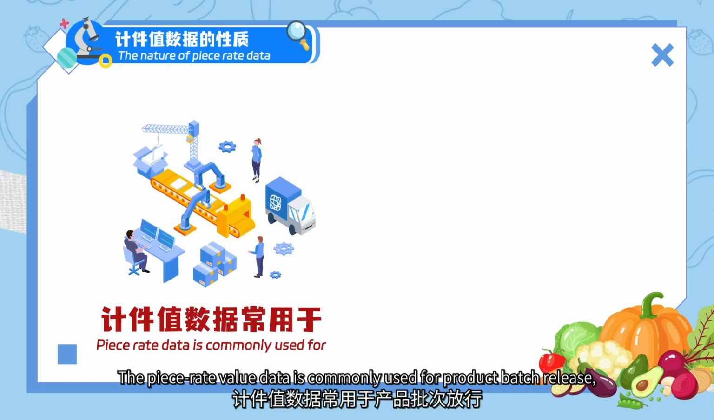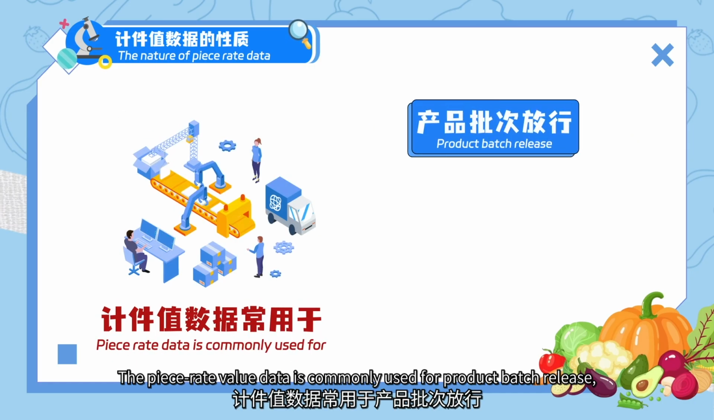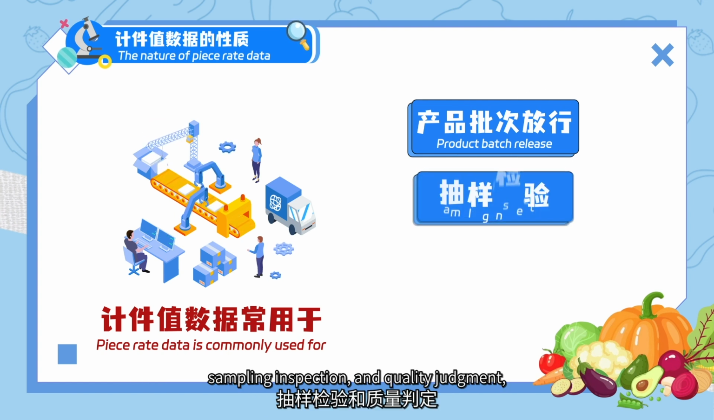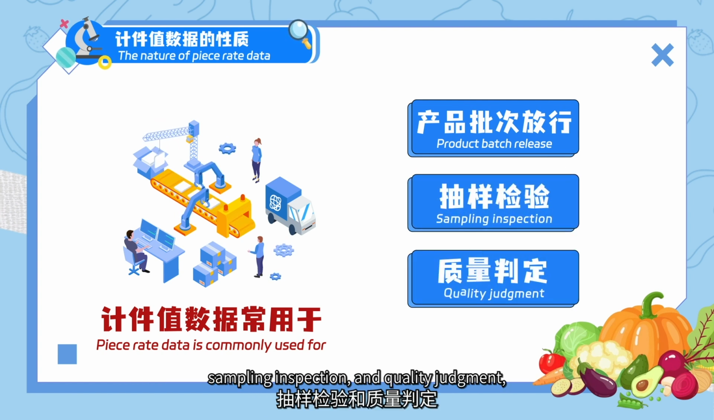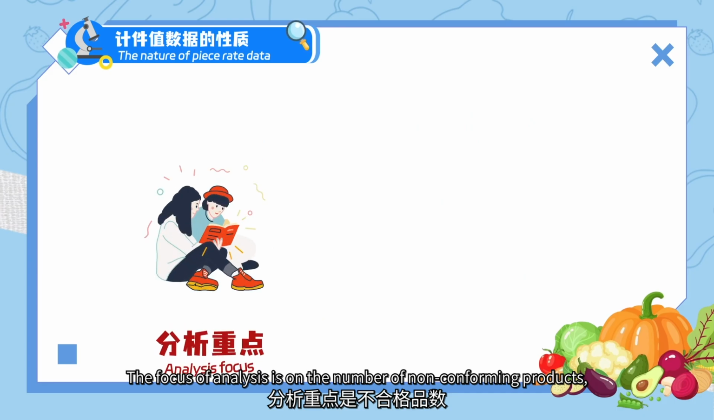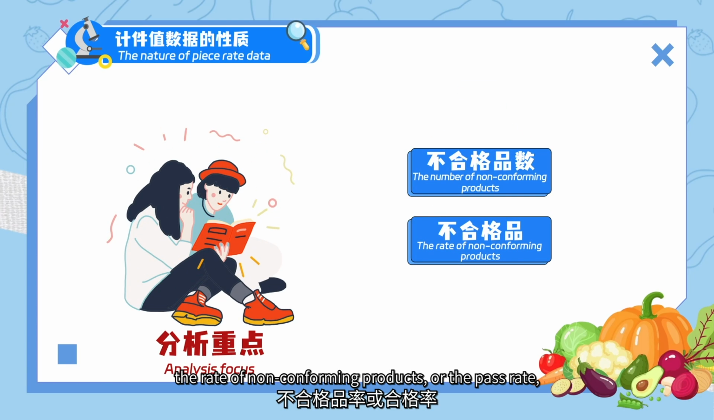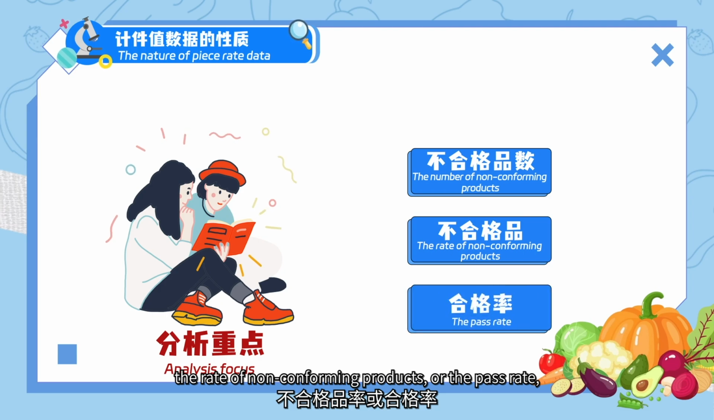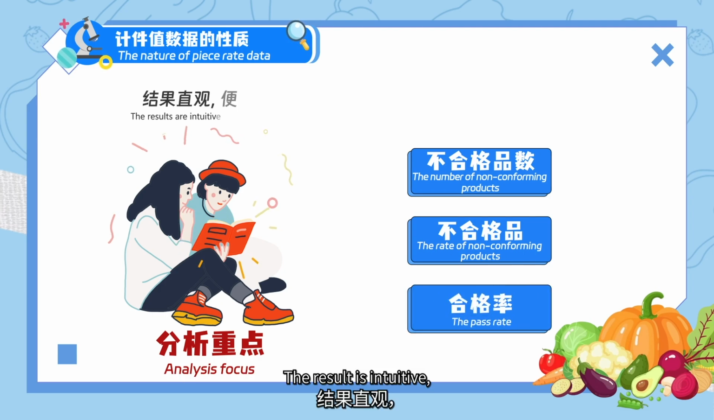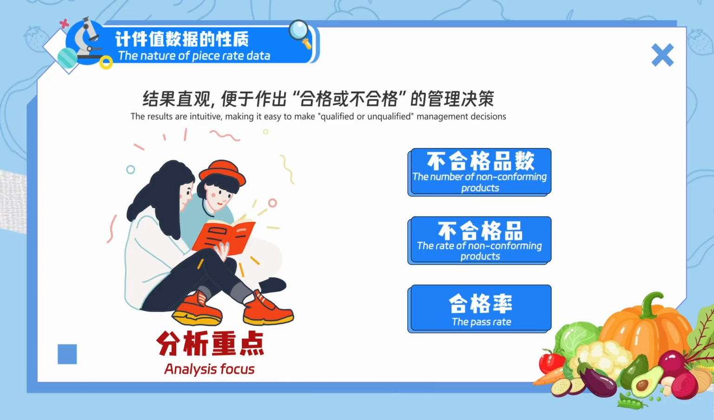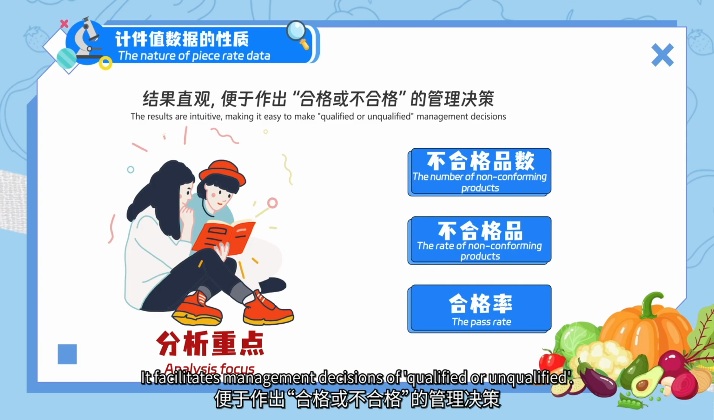The piece rate value data is commonly used for product batch release, sampling inspection, and quality judgment. The focus of analysis is on the number of non-conforming products, the rate of non-conforming products, or the pass rate. The result is intuitive. It facilitates management decisions of qualified or unqualified.